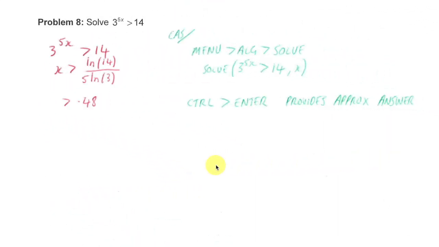All right, so for problem 8 here, we've got 3 to the power of 5x is greater than 14. Now there's no possible way I can rewrite the left-hand side and the right-hand side so they have the same base.